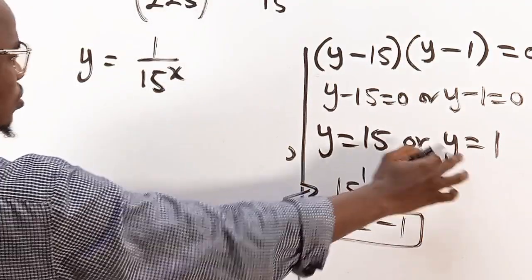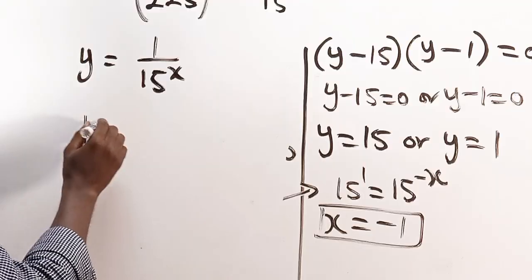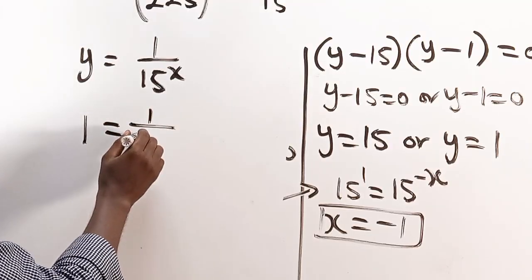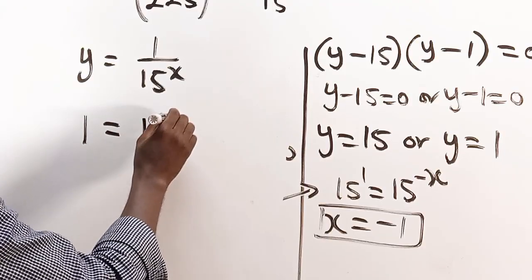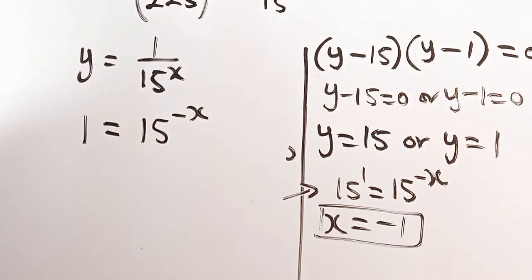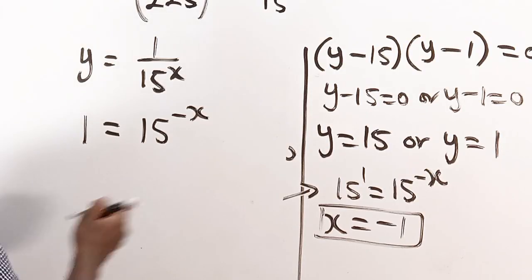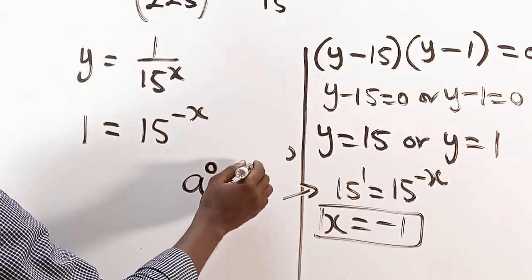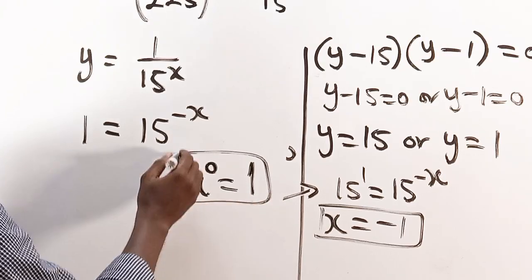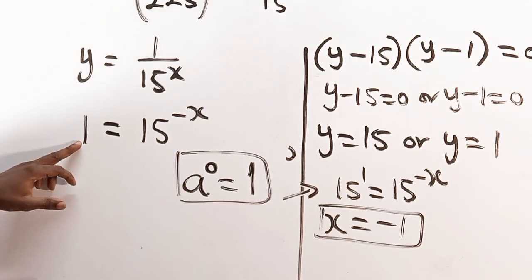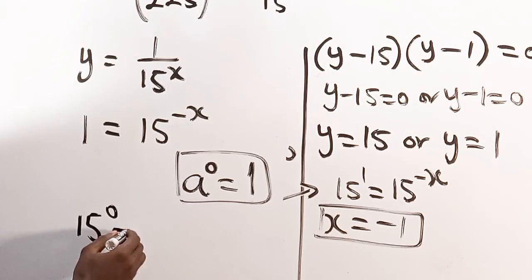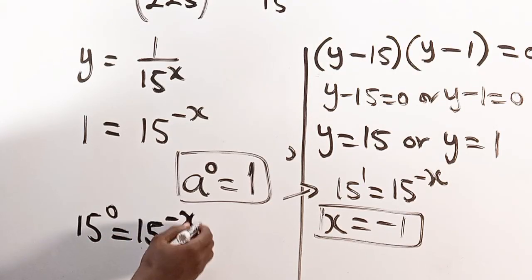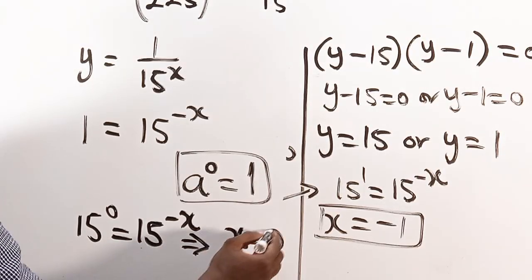So when y is equal to 1, we put 1 here, we have 1 equal to 1 over 15 to the power of x, same thing as 15 to the power of minus x. Anytime you see a raised to the power 0, this will give us 1. So you can write 15 as 15 to the power of 0, then equal to 15 to the power of minus x. From there, you can conclude that our x is equal to 0.